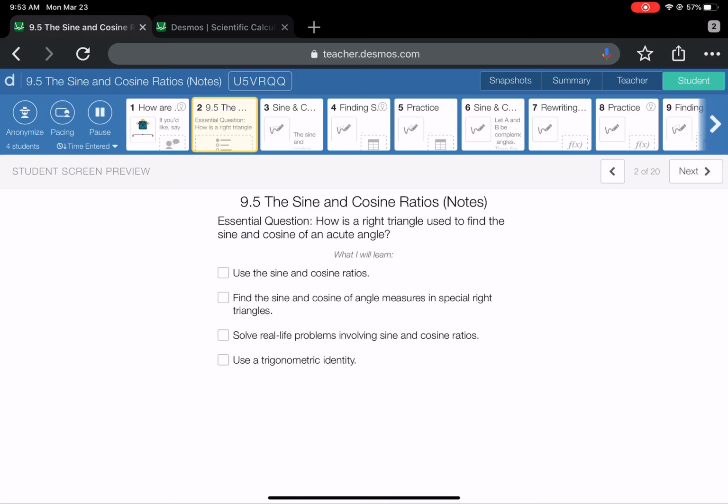Hello and welcome to Chapter 9, Section 5, the sine and cosine ratios. The essential question is, how is a right triangle used to find the sine and cosine of an acute angle?